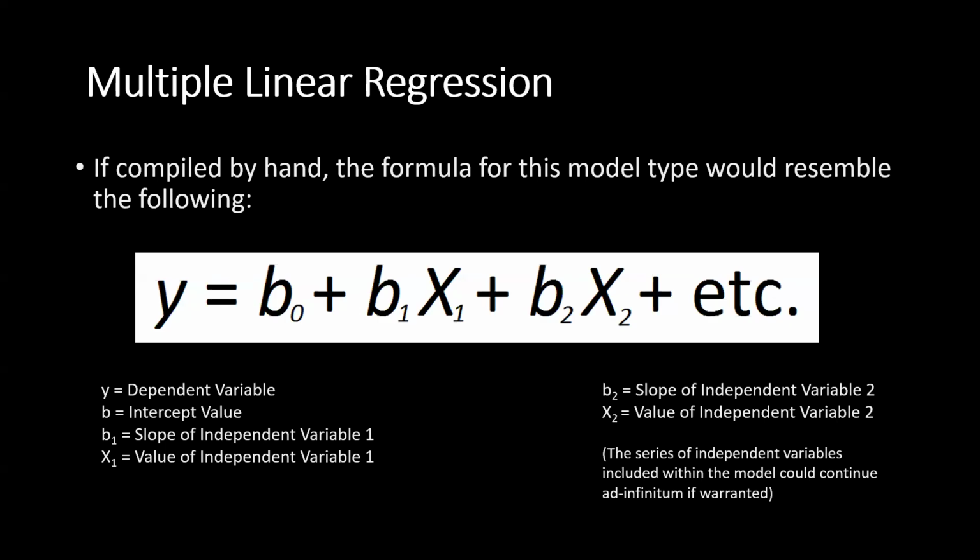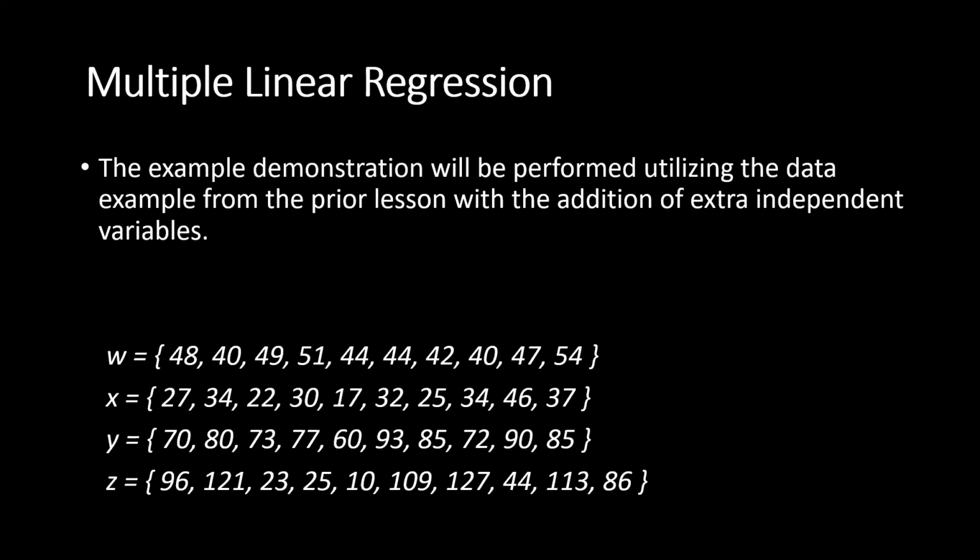So if we're compiling this by hand, the formula for this model would resemble the following. And as you can see in this case, we have multiple slopes and multiple values, which are going to be input to create our predicted dependent variable. So in this instance, for a multiple linear regression analysis, we have a couple variables. We have W, X, Y, and Z. And each one of these is corresponding observations.